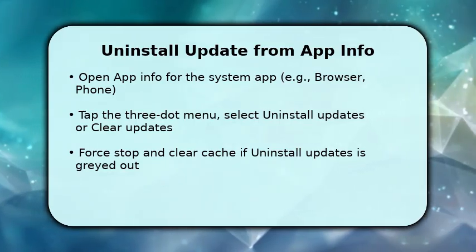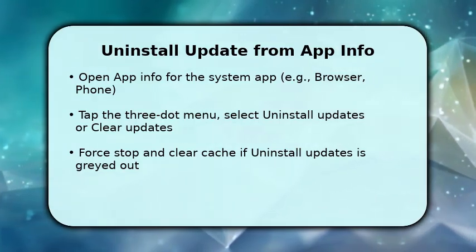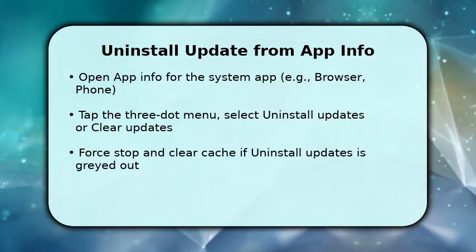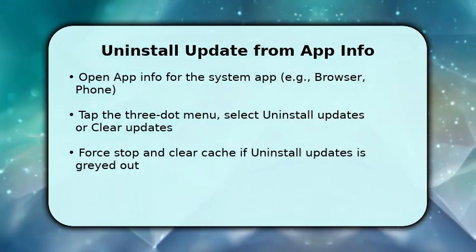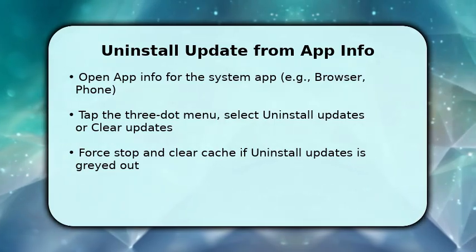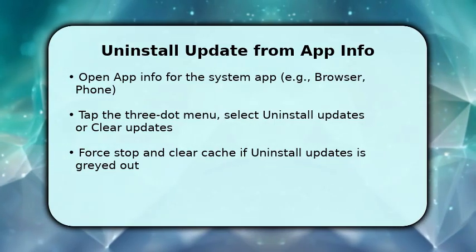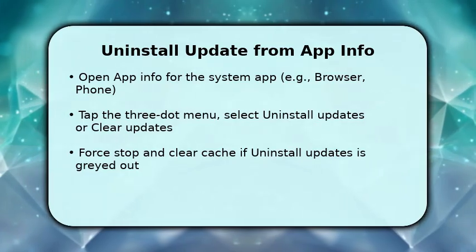If the option is grayed out, force stop the app and clear cache and storage, then try again. Sometimes a restart is necessary. You should see the app version drop to the original MIUI level. This removes only the updated package while keeping the core system files intact.